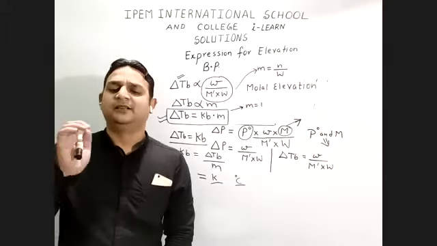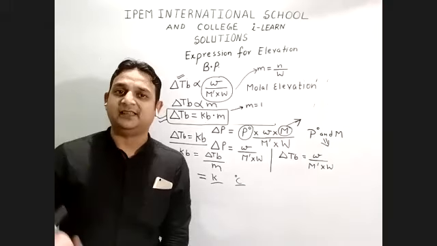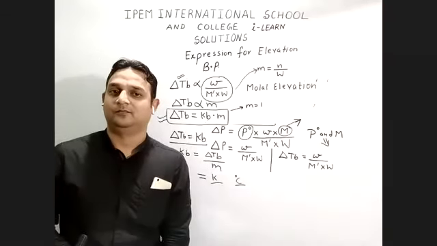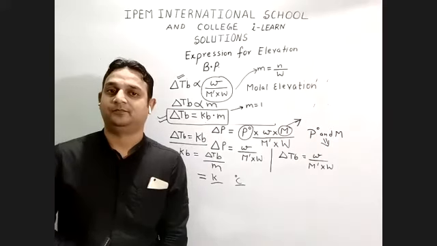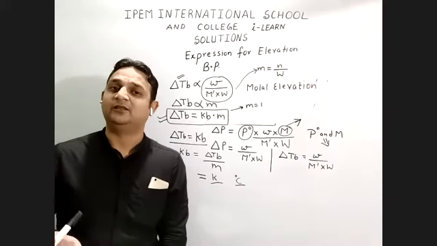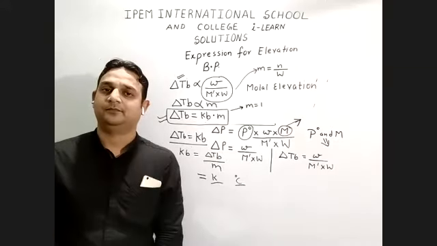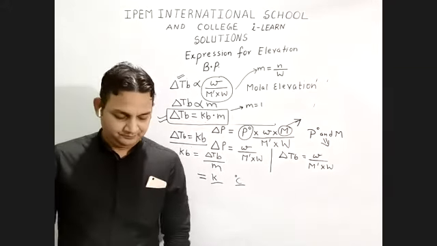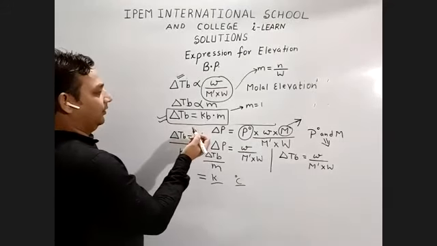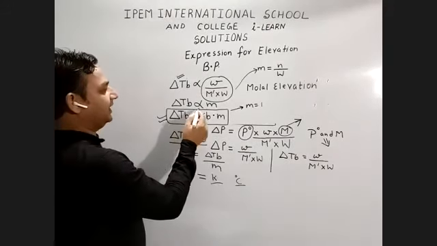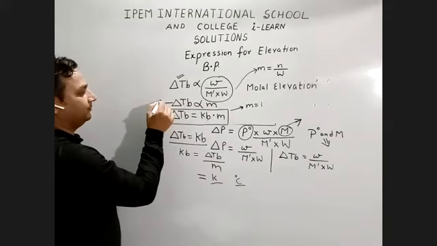Either you write this definition from the equation, and one more definition they have given is that the molar elevation constant is the increase in the boiling point on dissolving 1 mole of a substance in 1000 gram or 1 kg of the solvent. In the second definition, they have defined the molality, that is the number of moles of solute dissolved in 1 kg of the solvent. All right. Now, here delta TB is directly proportional. This equation I'm talking about.